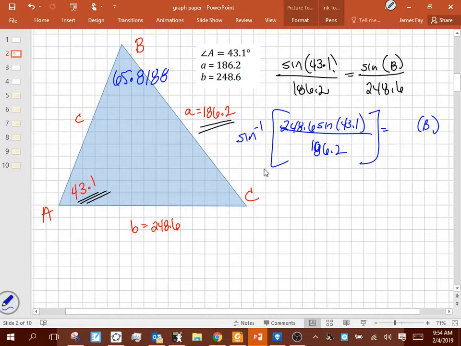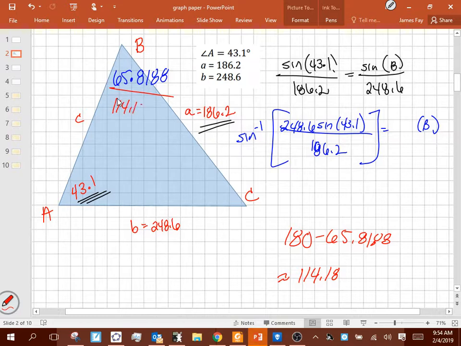Okay. But if I look at that 65.8188 number, and I subtract that from 180, 180 minus 65.8188. Does anybody know what that gives me? 114.18 approximately. Okay. So this was the first solution, but I could also have 114.18. So that 114.18 along with the 43.1, does that violate the triangle angle sum theorem yet? No, so you've got remaining degrees that can go into angle C, right?